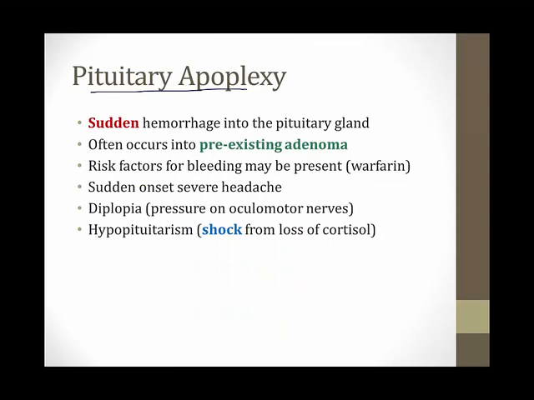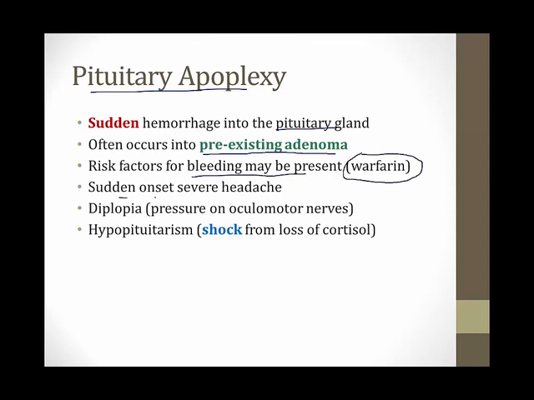Pituitary apoplexy is a sudden hemorrhage into the pituitary gland. This is a sudden onset of hypopituitarism. It often occurs due to hemorrhage into a pre-existing pituitary adenoma. There are also often risk factors for bleeding present. For example, the patient may be taking blood thinners like warfarin.